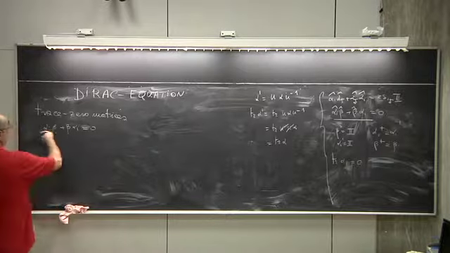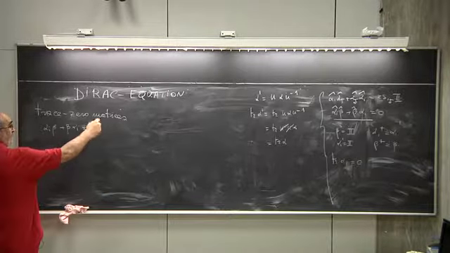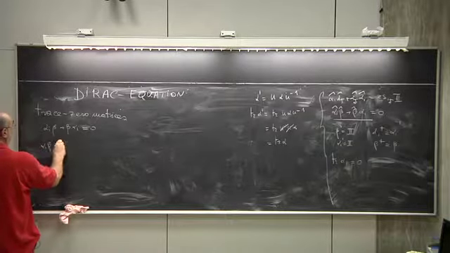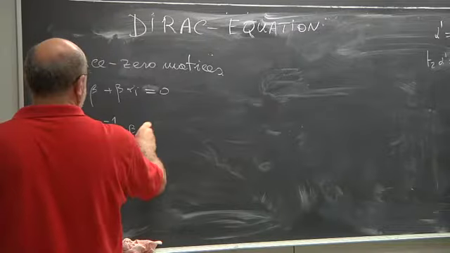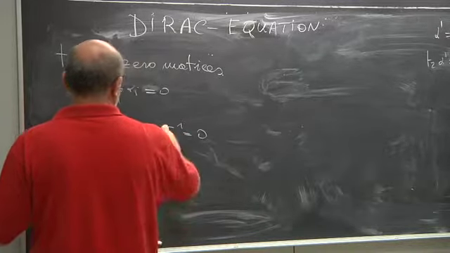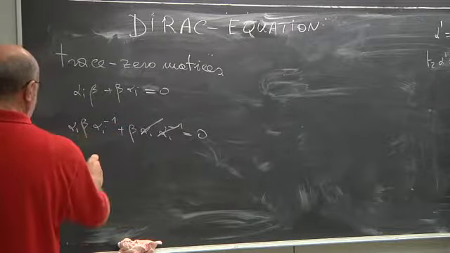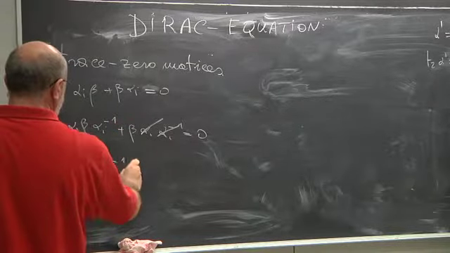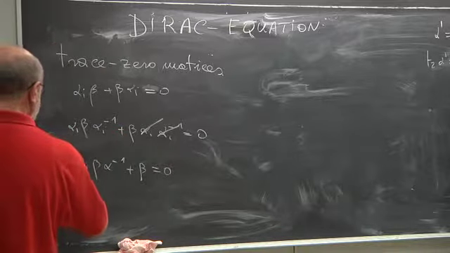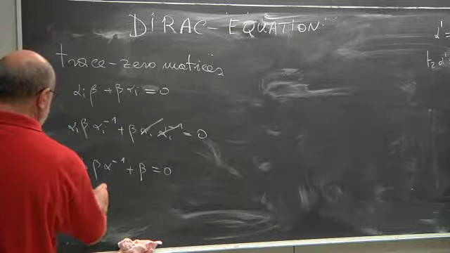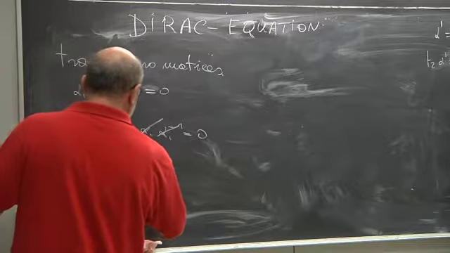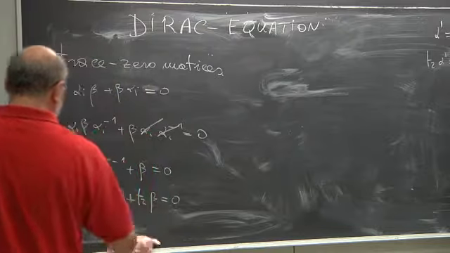Let's multiply this relation by alpha_i to the minus 1 from the right. So alpha_i beta alpha_i to the minus 1 plus beta alpha_i to the minus 1 equals 0. This gives me alpha_i beta alpha_i^-1 plus beta equals 0. Let's take the trace. I have trace of alpha_i beta alpha_i^-1 plus trace beta equals 0.